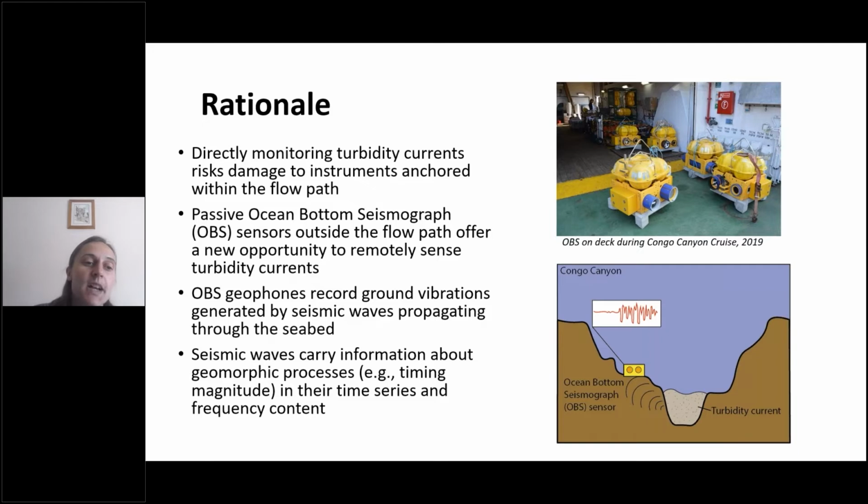Passive ocean bottom seismograph sensors can be located outside the flow path, so they offer a new opportunity to remotely sense turbidity currents at high resolution. Ocean bottom seismograph sensors contain geophones, and these record ground vibrations generated by seismic waves propagating through the seabed, which can be generated by geomorphic processes such as turbidity currents. You may also be familiar with this equipment to measure earthquakes.